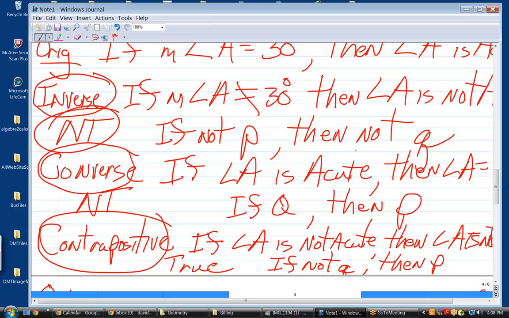If you have a right triangle, what was the Q part? The Pythagorean Theorem is true. In other words, if you have a right triangle, then the Pythagorean Theorem is true. And if the Pythagorean Theorem is true, then you have a right triangle also. So the original, the inverse, the converse, and the contrapositive would all be true for that, which is generally the case if you have an if and only if statement.